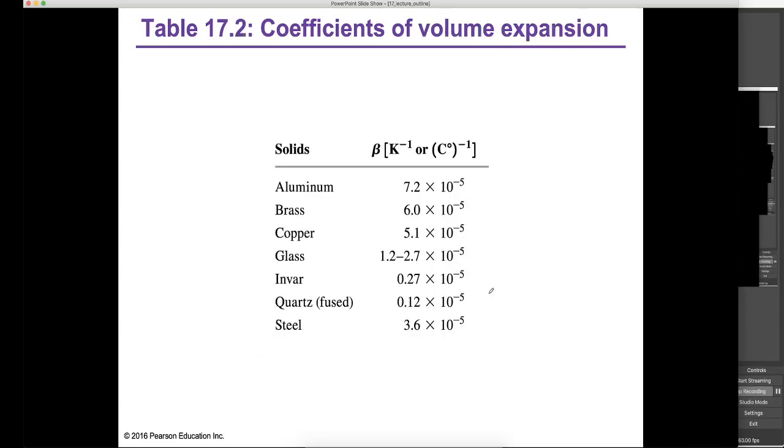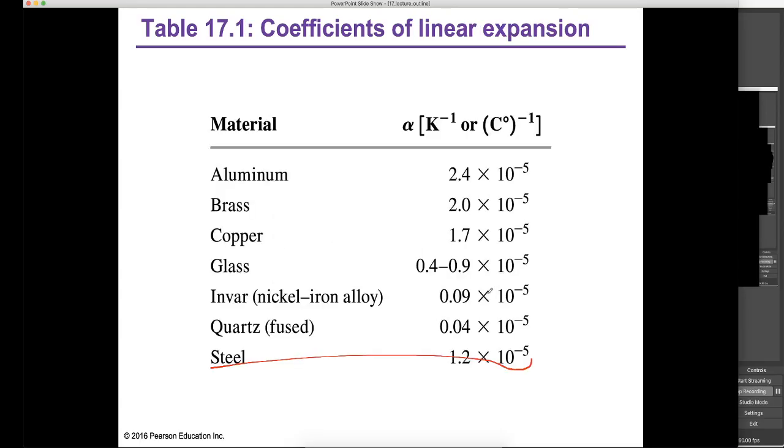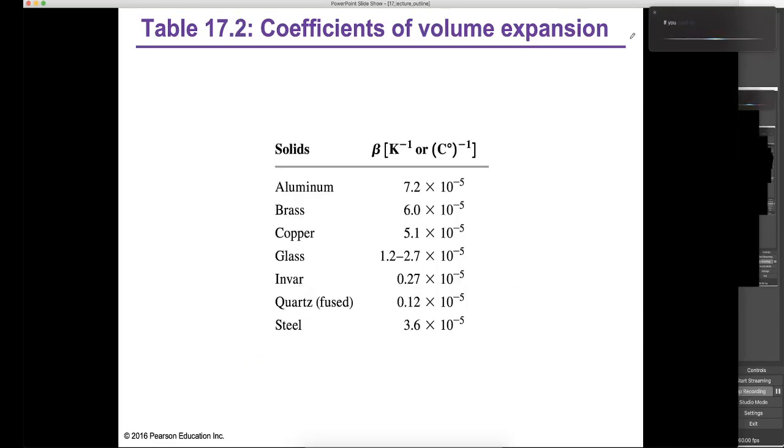So this is the coefficient of volume expansion. As we said, it's just 3 times alpha. So for example, this is 2.4 for aluminum. If you use 2.4 times 3, then you will have 7.2. So again, most of the metals get a high value of the coefficient of expansion. Means when you're using some metals, they're very easy to be expanded when temperature is getting higher.